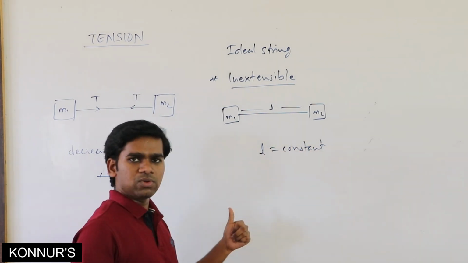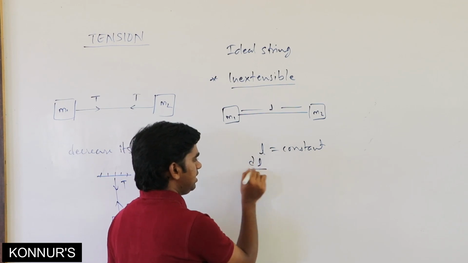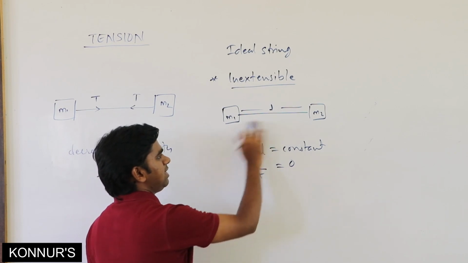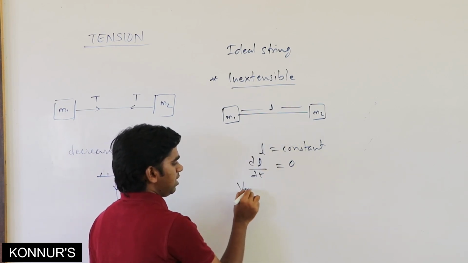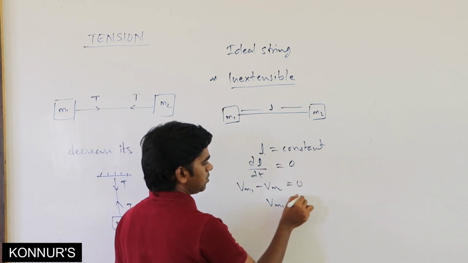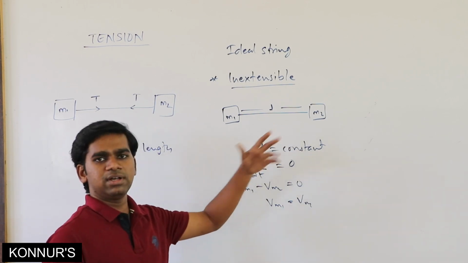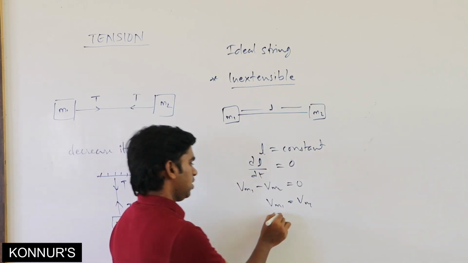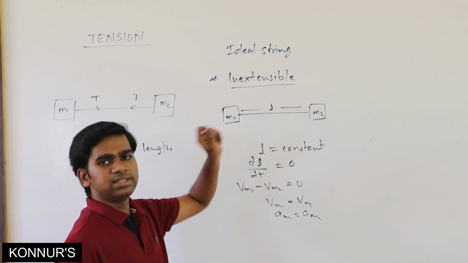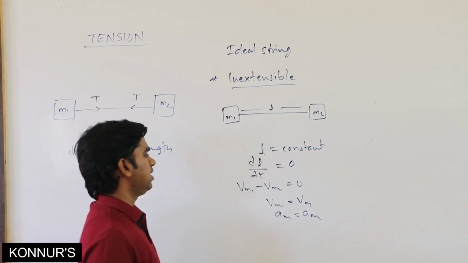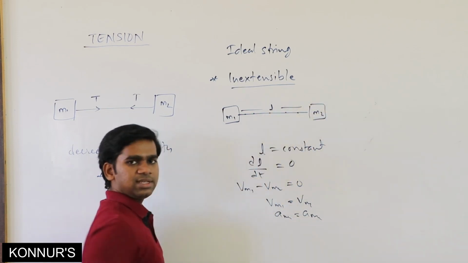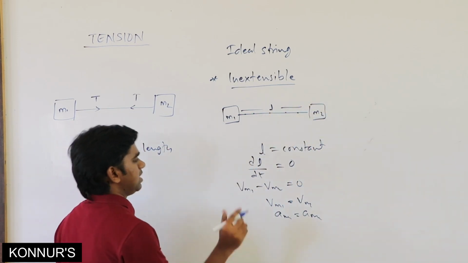If the length of the string is constant, then differentiating it, dL by dt equals 0. Now if you take the relative velocity, you can say Vm1 minus Vm2 equals 0. That means Vm1 equals Vm2, so both bodies are moving with the same velocity, or the same acceleration. That is what we have to consider for an inextensible string. You can take any point on this string, and they are all moving with the same velocity. That will come later in constraint motion.